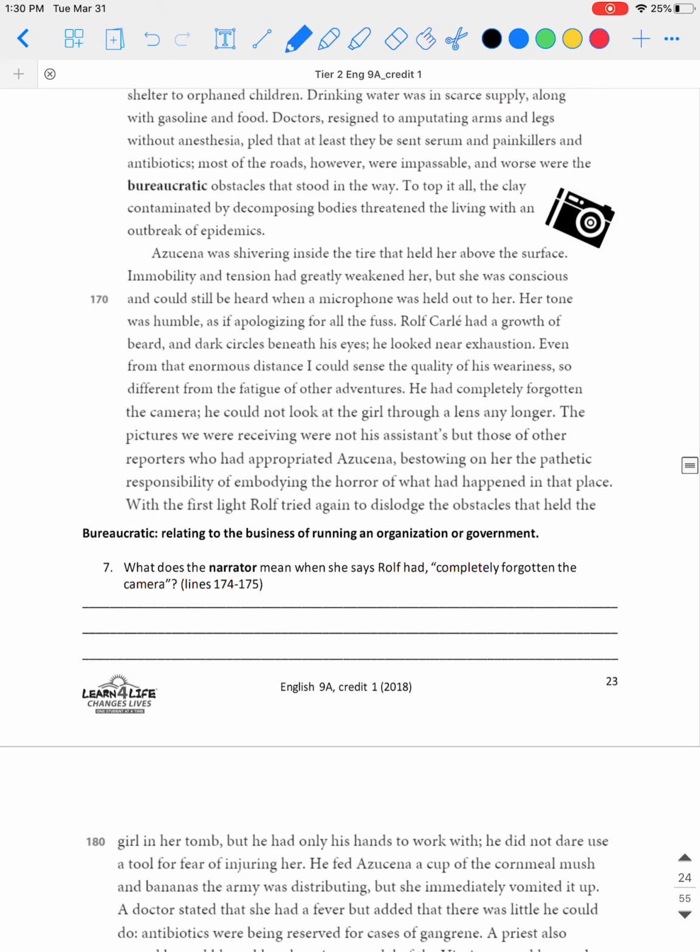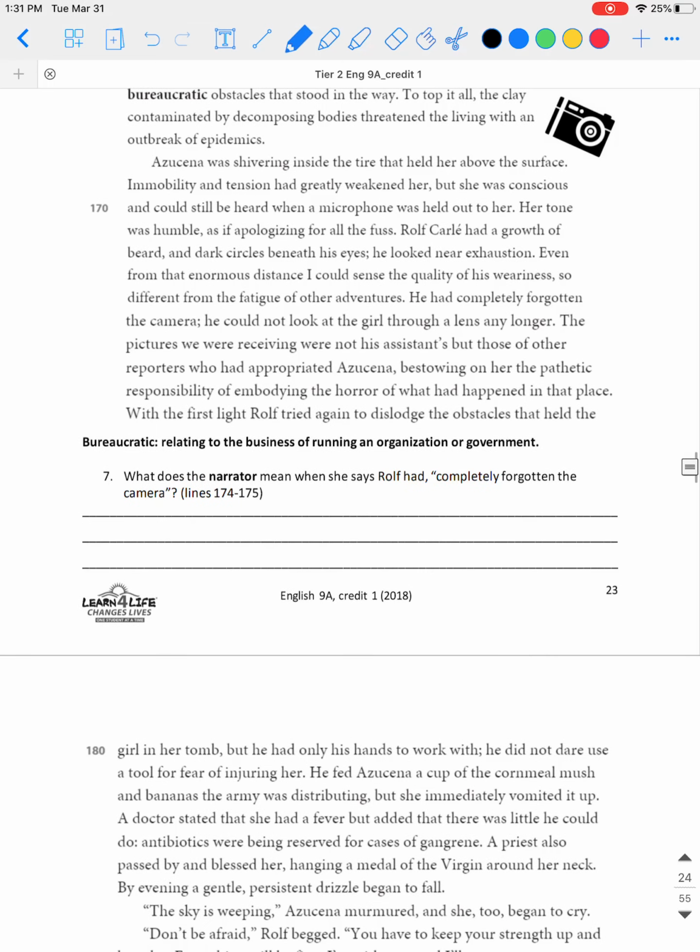And so I'm gonna pause there. Number 7, what does the narrator mean when he says Rolf had completely forgotten the camera? Go ahead and answer that question.